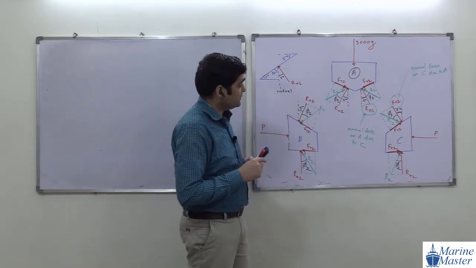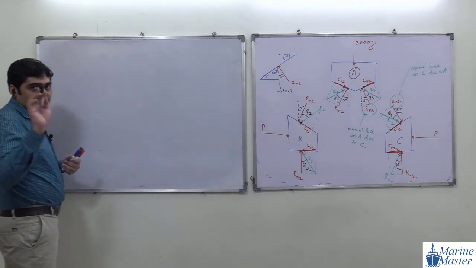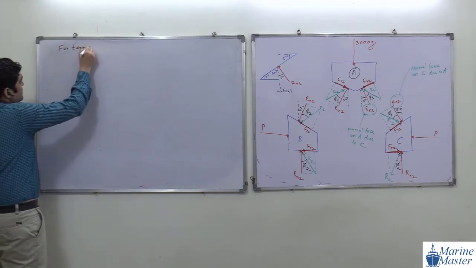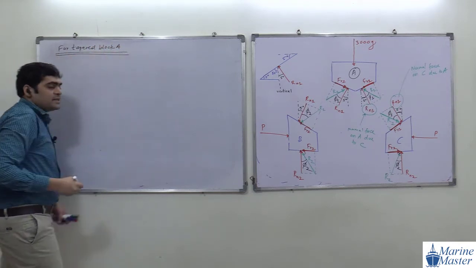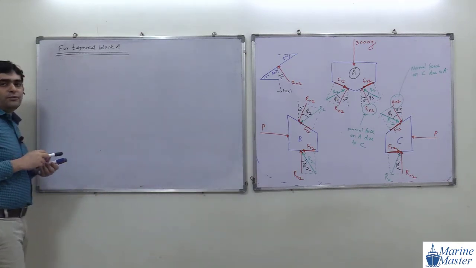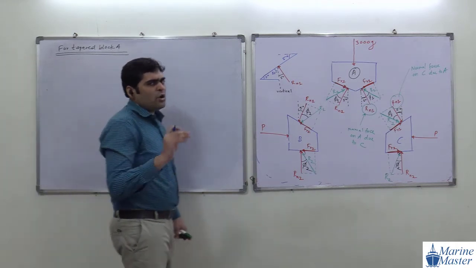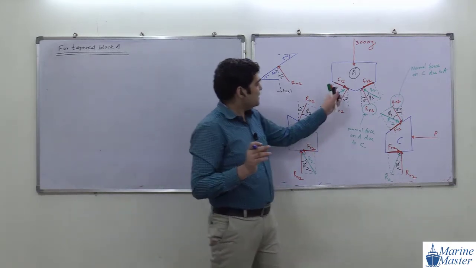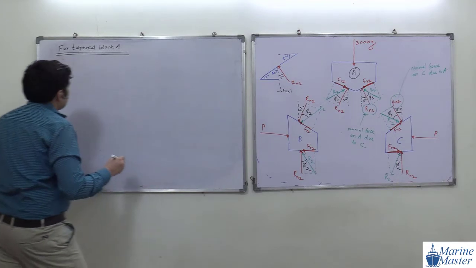Very, very important discussion. We will start our discussion for tapered block A. So for tapered block A, we will start as usual. In any drawing, always try to see if there is any horizontal or vertical line. Here the vertical line is 3000 G, our weight. So we will use 3000 G as our reference.